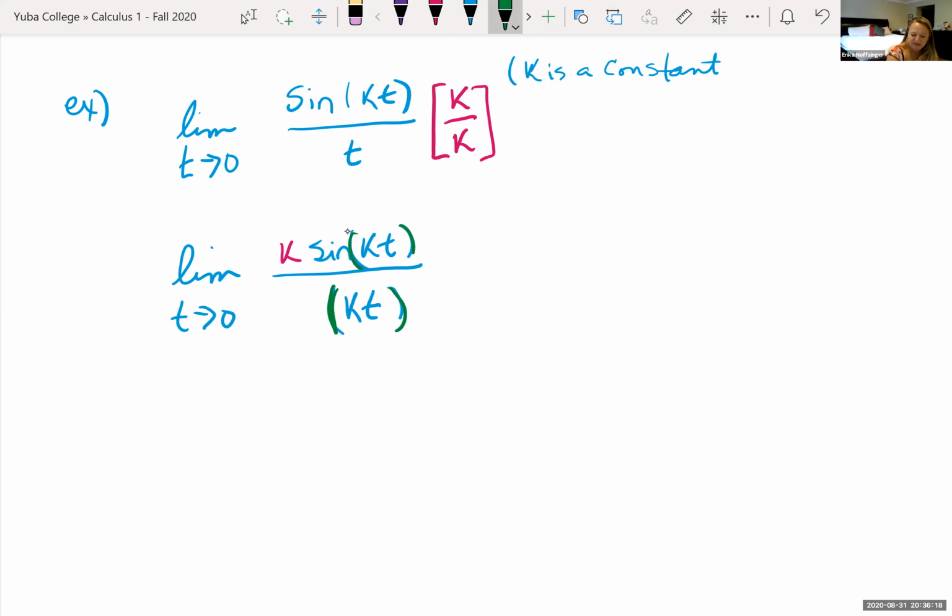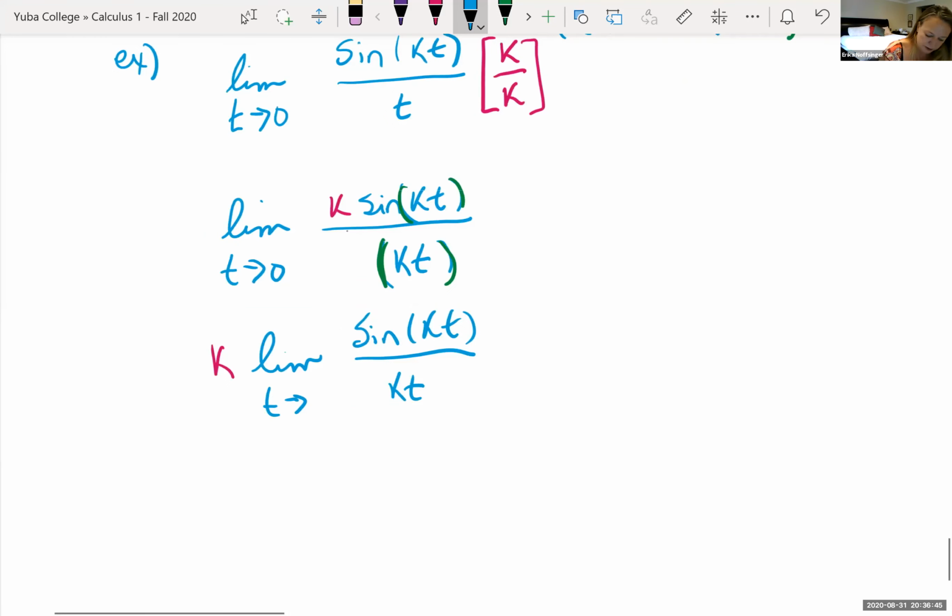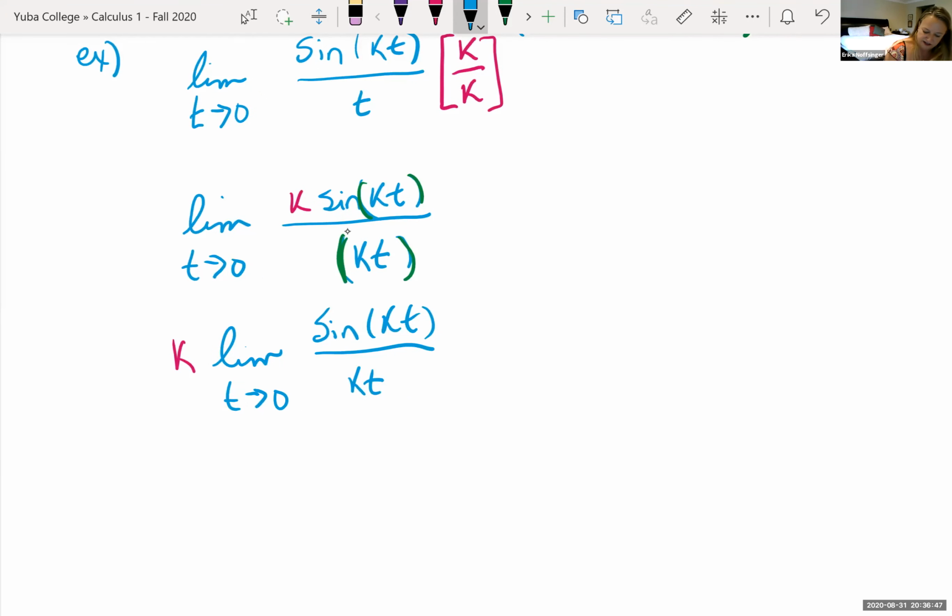And the thing is that we have this k here. Well, k, remember, is just a constant. And with the limit rules, that's the same thing as pulling the constant out front and taking the limit as t approaches 0 of sine of kt all over kt. That approaches 0. So by the theorem, this is 1, and we have k times 1, which is k.